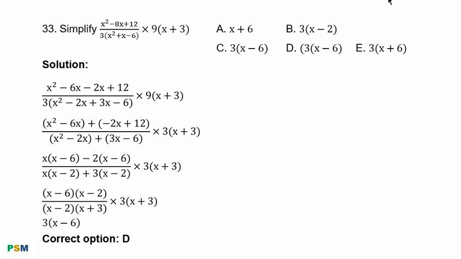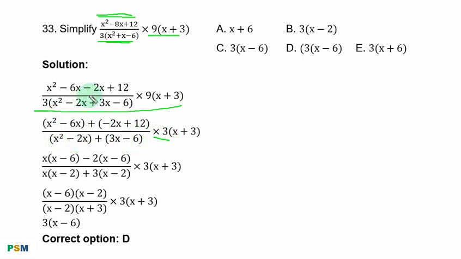Question 33. Simplify s squared minus 8s plus 12 over 3 bracket open s squared plus s minus 6 bracket close times 9 bracket open s plus 3 bracket close. You factorize this expression and this expression, you have this result. Then 9 divided by this 3, you are left with 3 here.